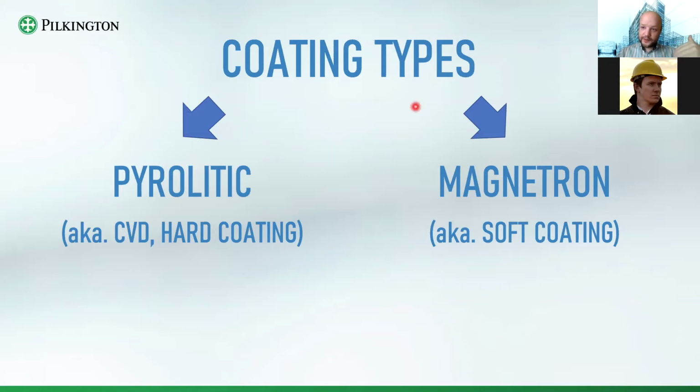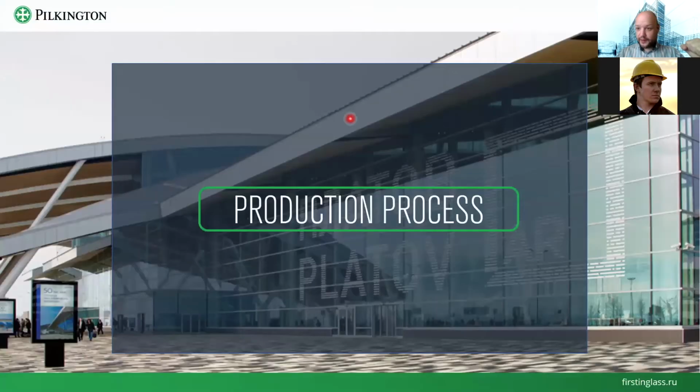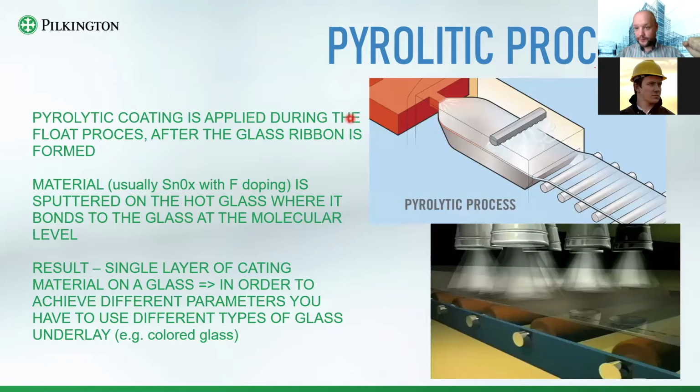To understand why they differ so much between themselves and why they have certain properties, we need to start from the production method of those coatings. And first, we will be talking about pyrolytic. The process itself is rather simple. The coating material, usually titanium oxide or tin oxide, doped with some other materials, is sputtered on a float ribbon, which has already been formed.